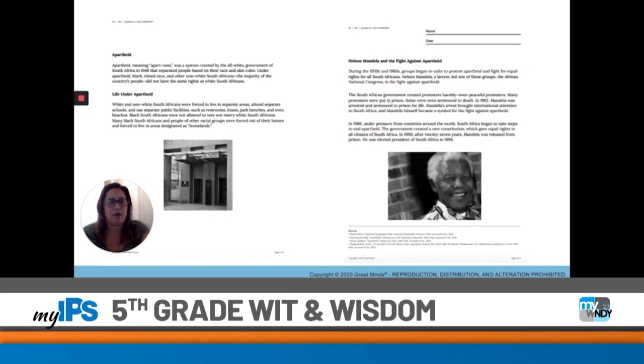Apartheid. Apartheid, meaning apartness, was a system created by the all-white government of South Africa in 1948 that separated the people based on their race and skin color. Under apartheid, Black, mixed race, and other non-white South Africans, the majority of the country's people, did not have the same rights as white South Africans.